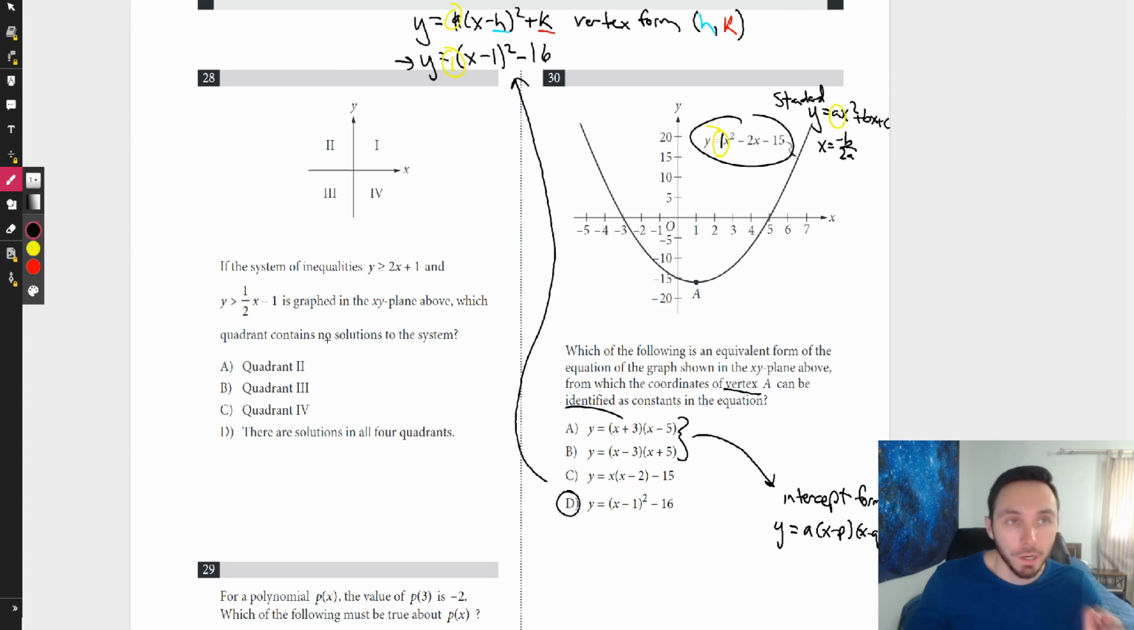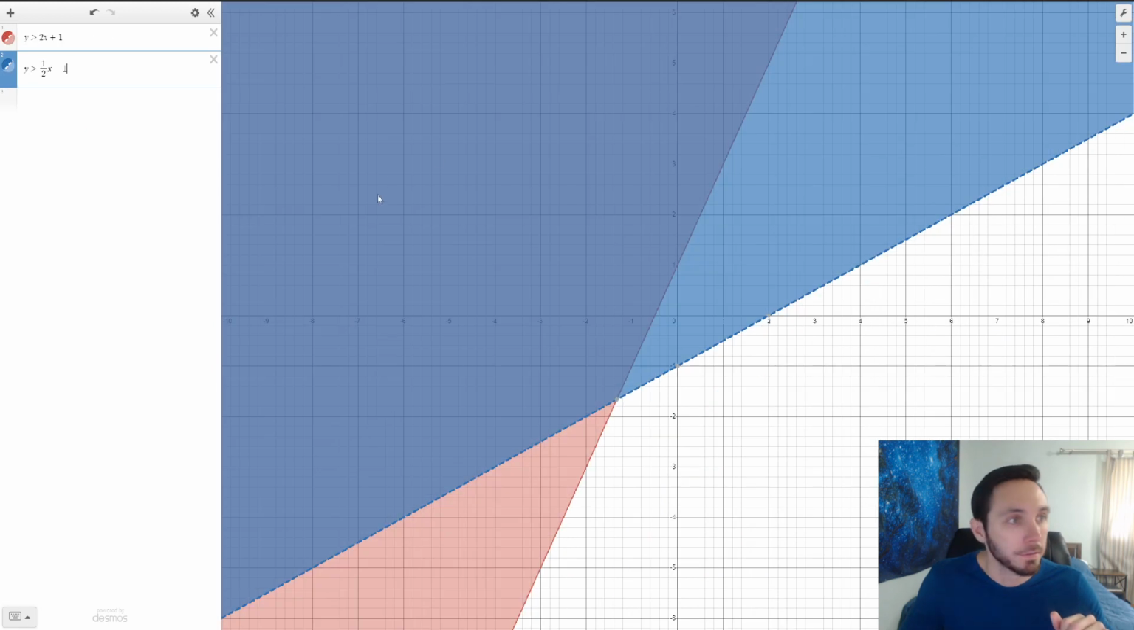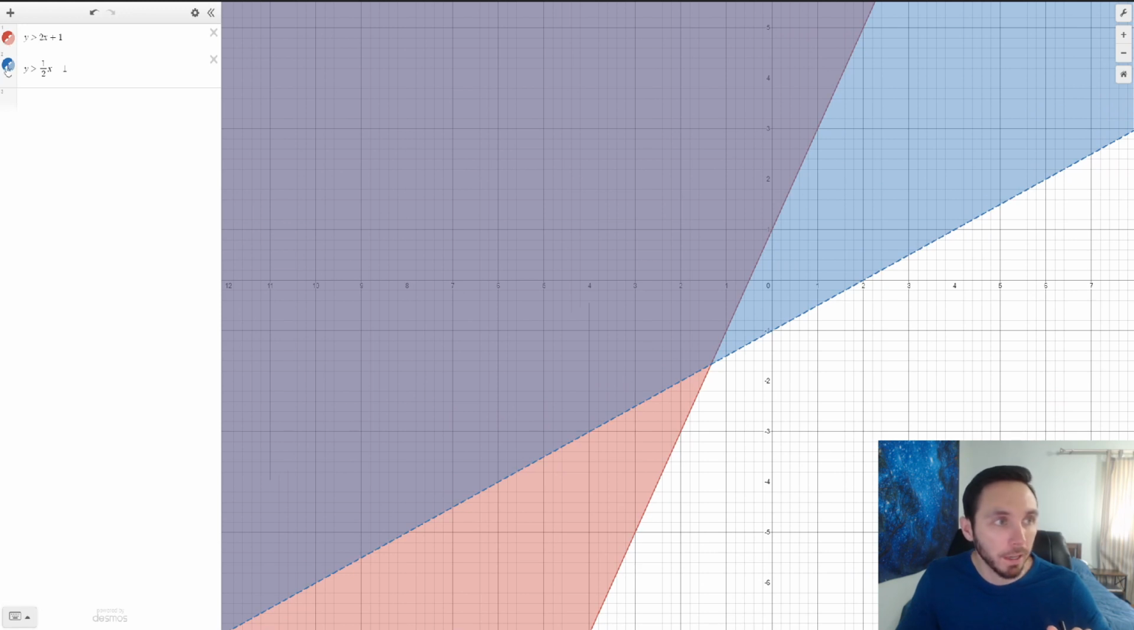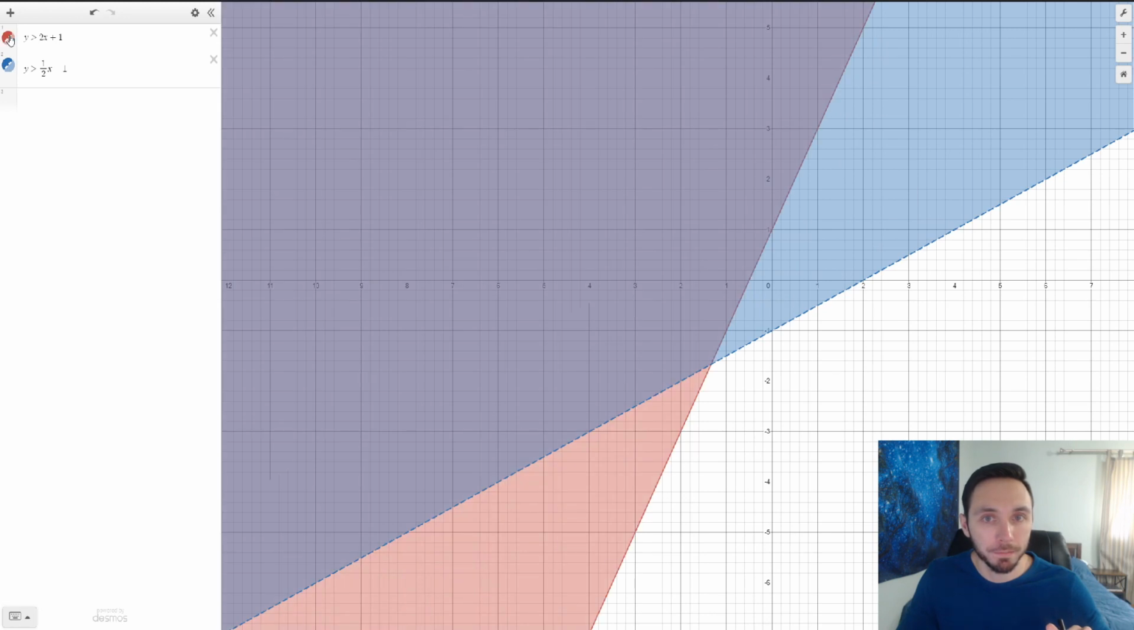So no shading. We already did a system before, so I'm going to find that. Here it is. I went ahead and graphed y is greater than or equal to 2x plus 1, and I graphed 1/2 x minus 1. So we have to find when we have no solution. What quadrant has no solutions? The way that I have it colored right now, red is here, blue is here. We want to find that purple zone where they intersect.